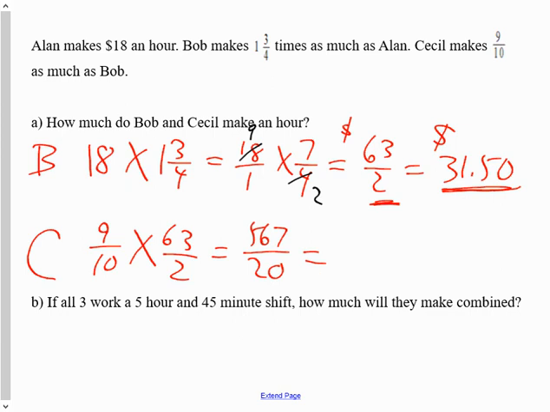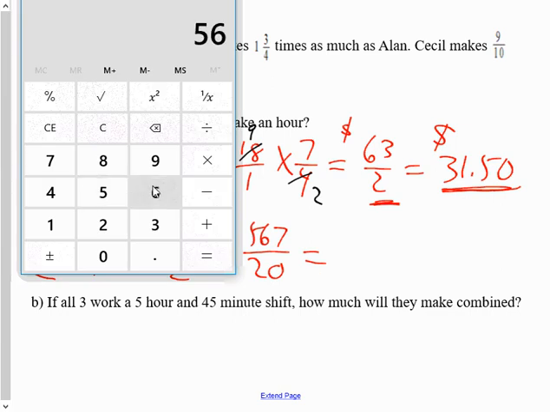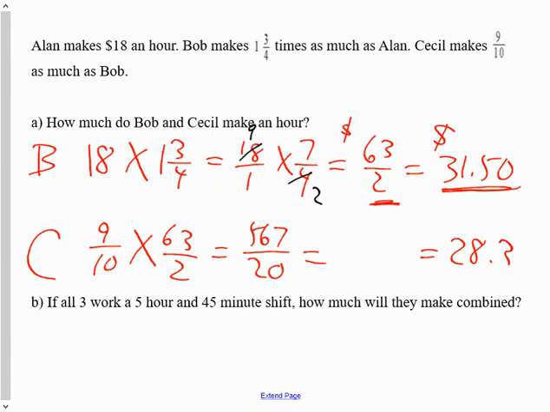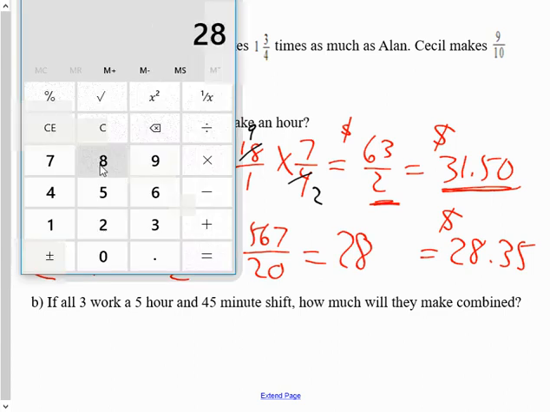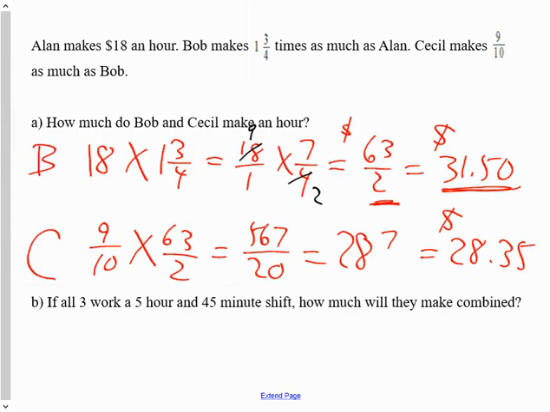If I take my calculator, what is 567 divided by 20? It is 28.35. So Cecil makes $28.35 an hour. How much is 28/20ths? 28/20ths is 560, which means it's 567 and 7/20ths as a mixed fraction, or 28.35.